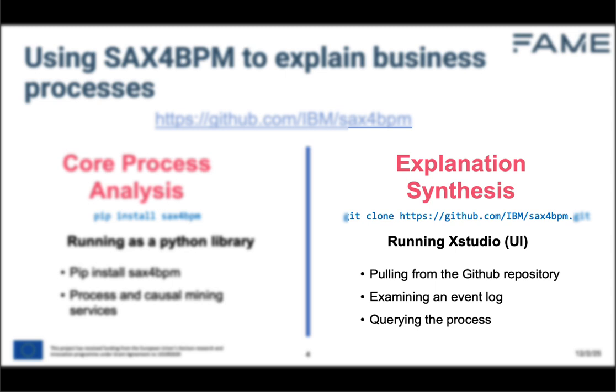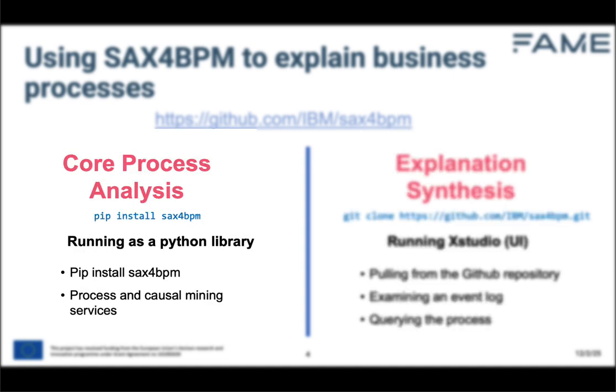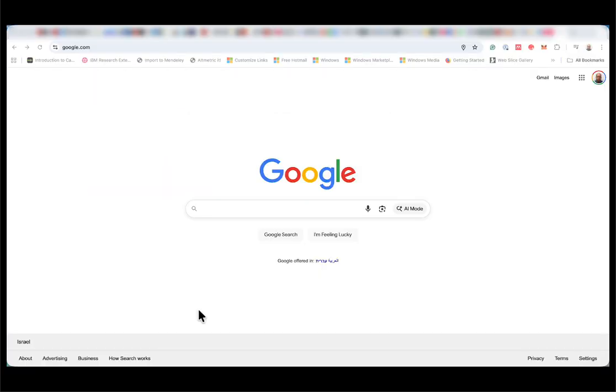A second way to use the library is interactively. A simple Streamlit user interface lets you type in queries about a process and have the system synthesize explanations that are informed by different knowledge ingredients about that process. Let's start by reviewing how one may install and run the core services using the pip install approach. Let's go first to the SAX4BPM library on GitHub.